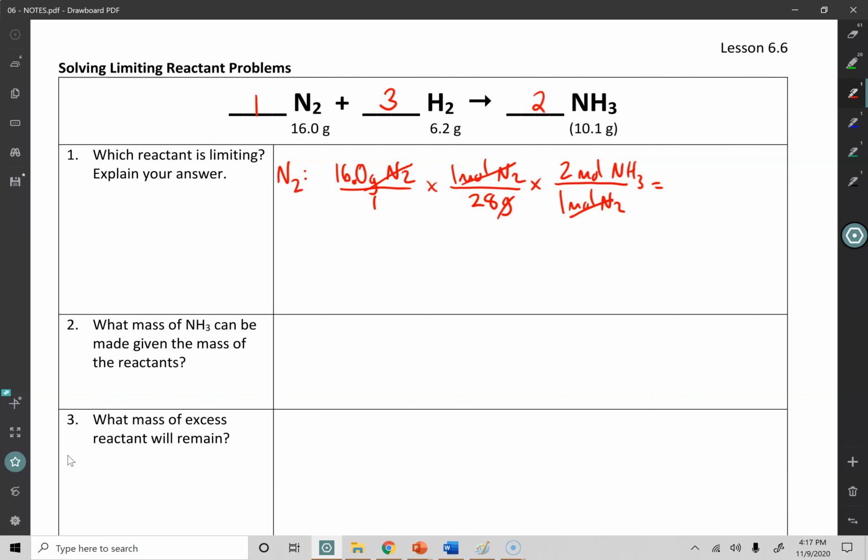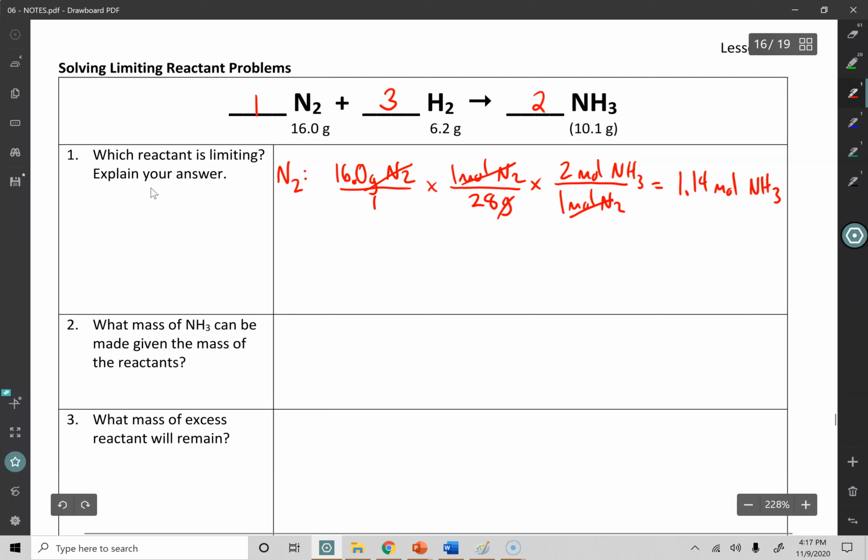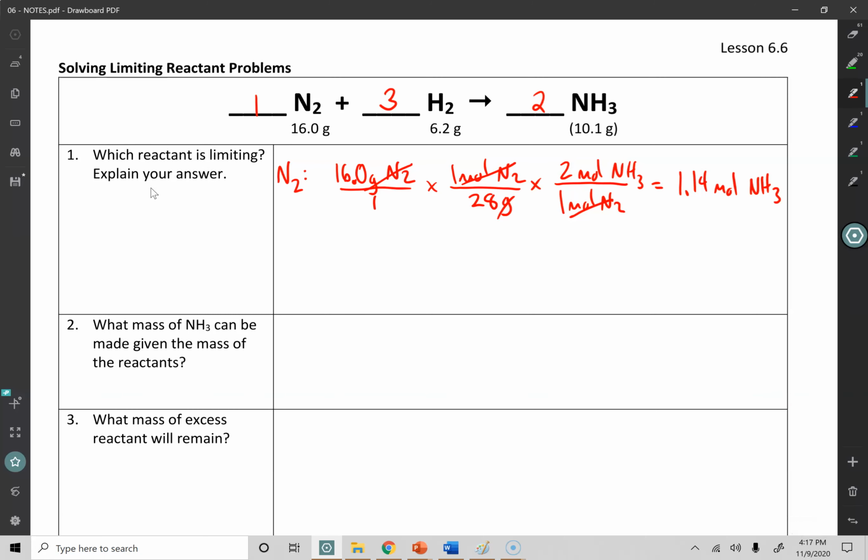So I'll take 16 times 2, 32. I'll divide that by 28. And I could produce, we'll go 3 sig figs, 1.14 mole of ammonia. Okay, so this calculation basically assumes that nitrogen is the limiting reactant. I don't have anything about hydrogen in here. I'm assuming that nitrogen dictates how much ammonia can be formed.